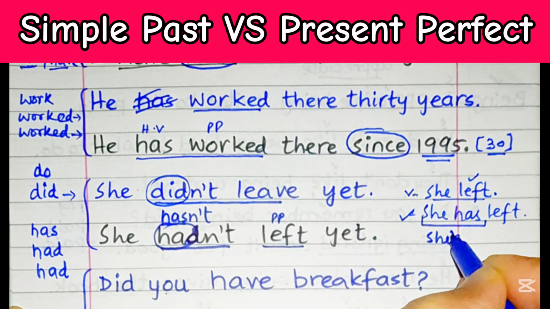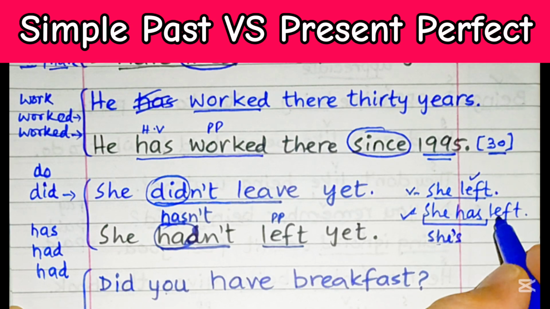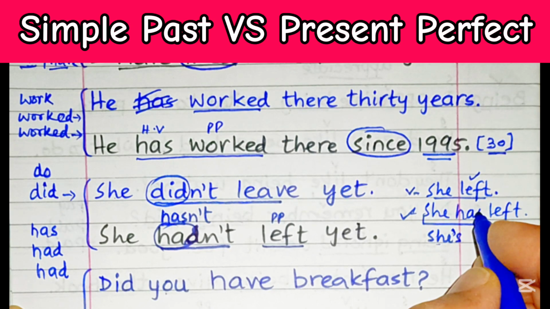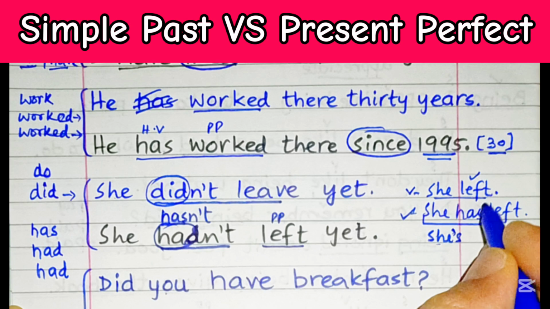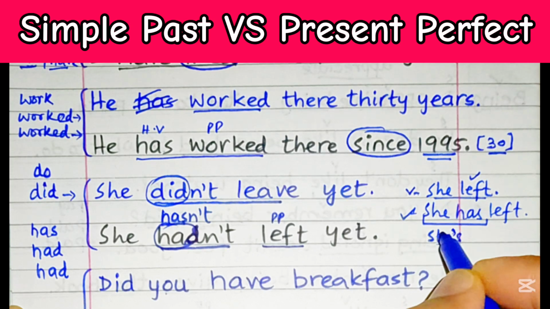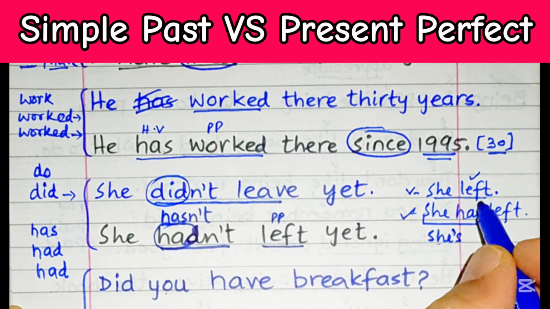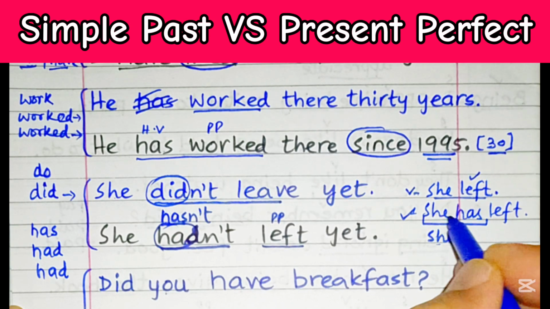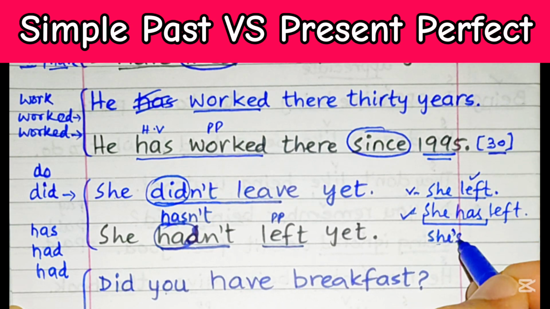It will be she's left, or she has left. You have to be careful when it's in the form of a contraction, because this might sound like this: she left or she's left. So these may be confused. But still the meanings are about the same. She left and she's left. This one is in the past, and this one, she's left, is in present perfect.